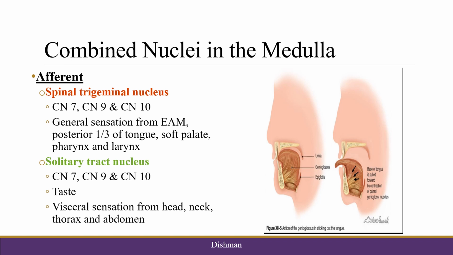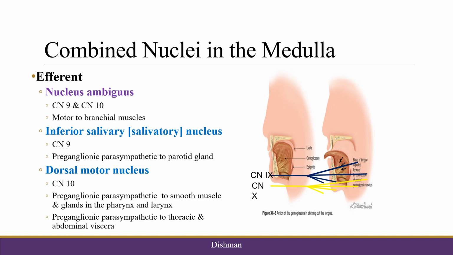Another study slide here, so some of the combined nuclei in the medulla, we're going to see afferents being trigeminal, spinal trigeminal, 7, 9, and 10. General sensation from the external auditory meatus, so ear. Posterior 1/3 of the tongue, cranial nerve 9. Soft palate, pharynx, larynx, 10. A solitary tract, not solitary at all, it's 7, 9, and 10. So we're looking at taste, visceral sensation from head, neck, thorax, and abdomen.